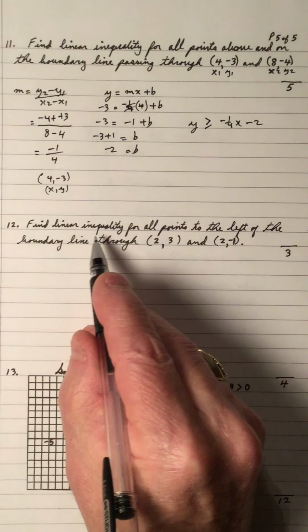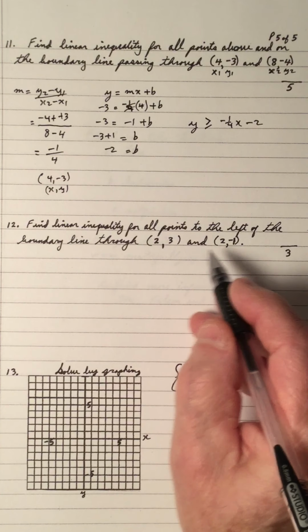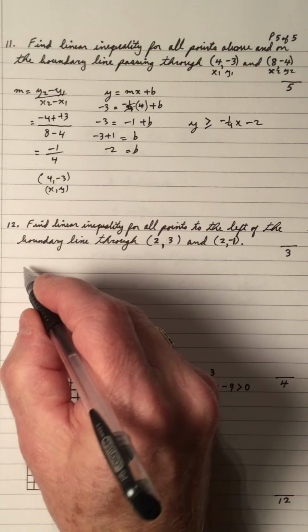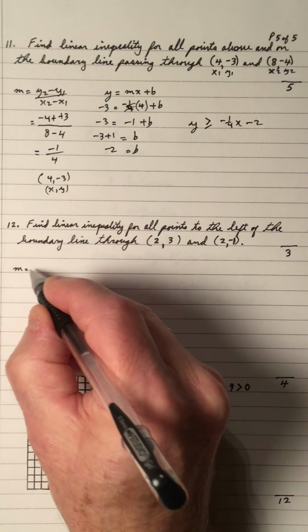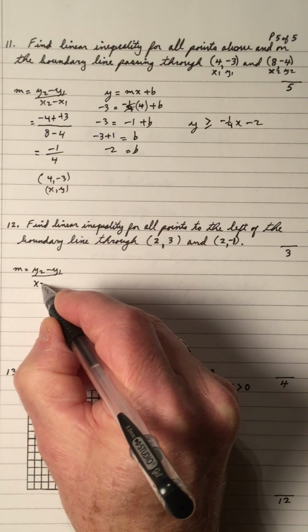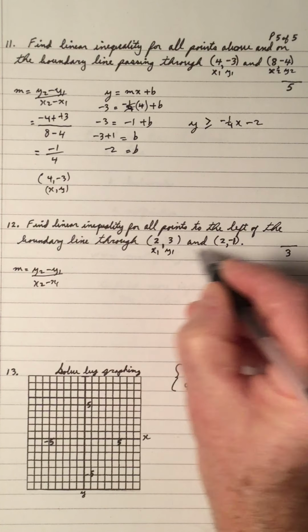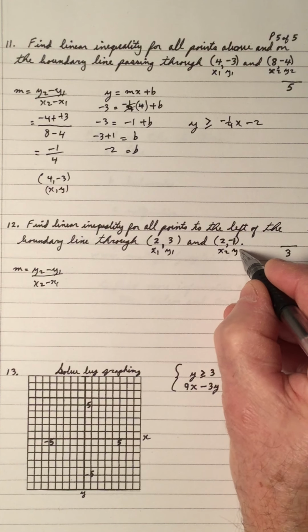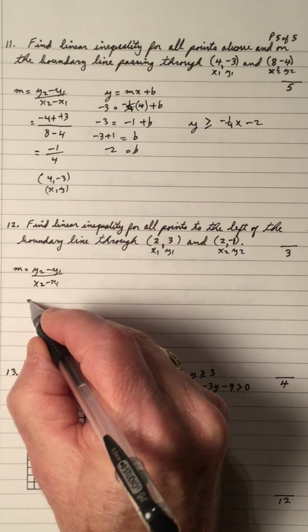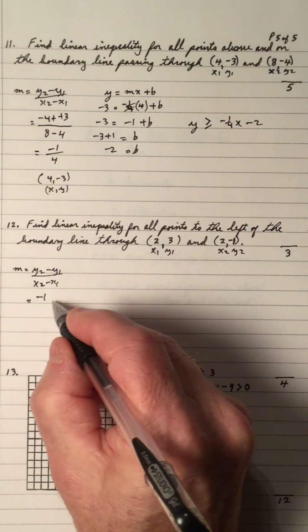Number 12, find the linear inequality for all points to the left of the boundary line through these points. So again, for the boundary line we have to have a slope. So it's y2 minus y1 over x2 minus x1, with x1, y1, x2, y2. So that becomes negative 1. Subtract 3.